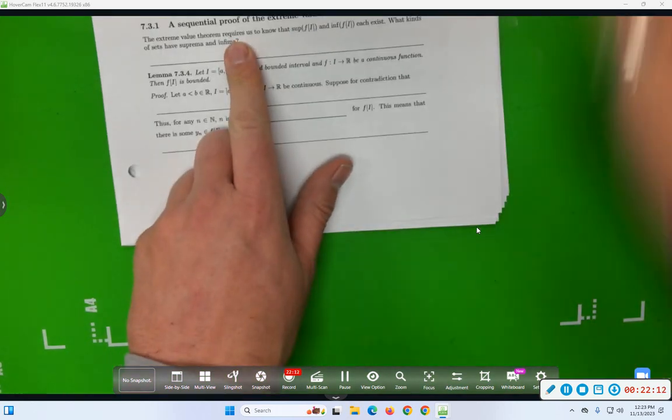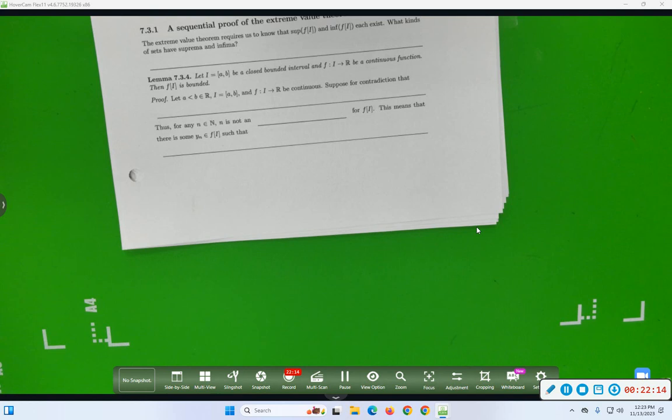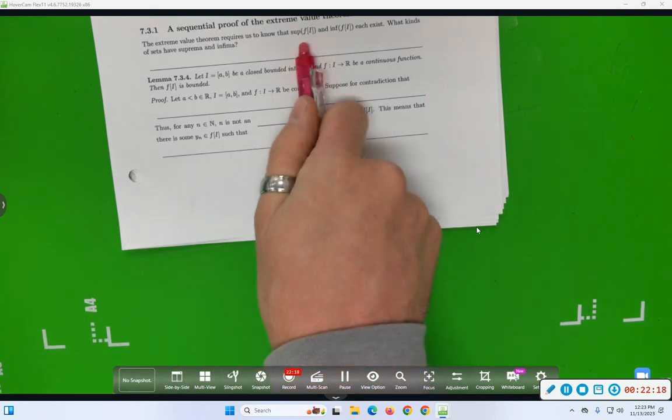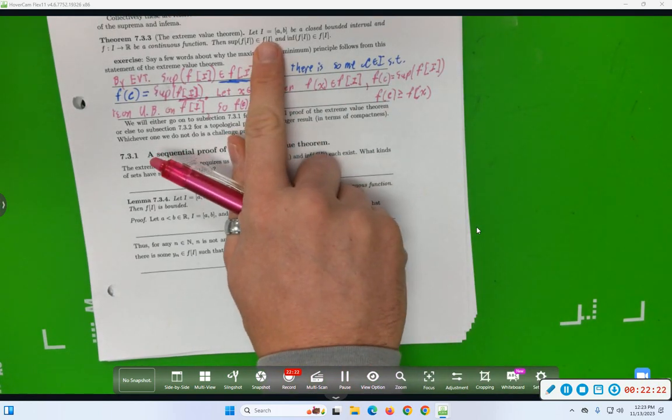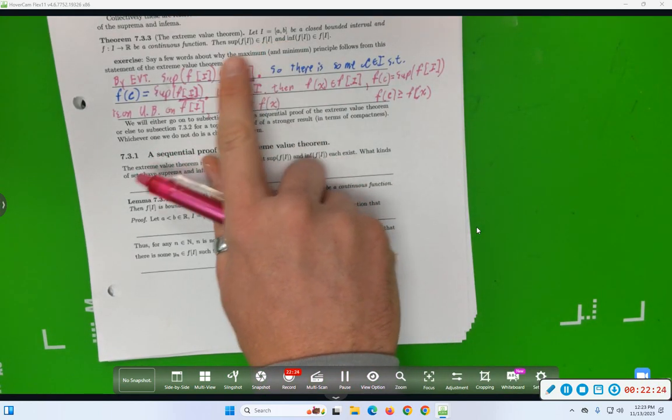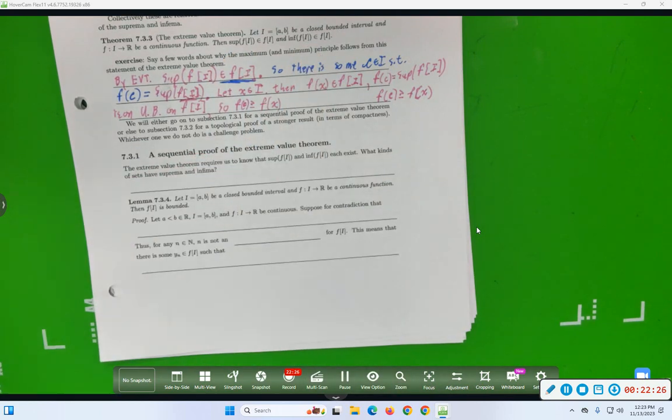Let's try to build a sequence that will detect the extreme value theorem. So, let's just recall the extreme value theorem. Let A be a closed bounded interval. Then the supremum of f of I and the infimum of f of I are both in f of I. Step 1, let's check that the suprema even exist.